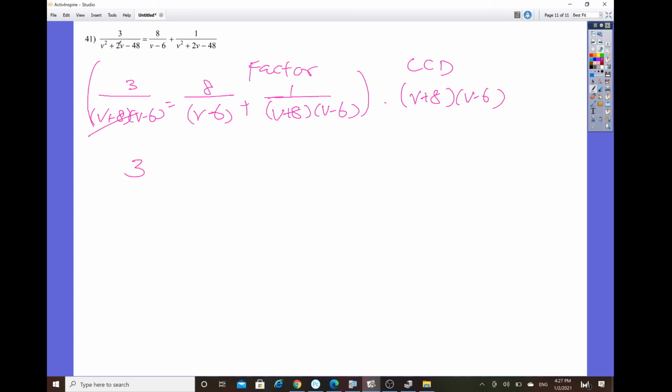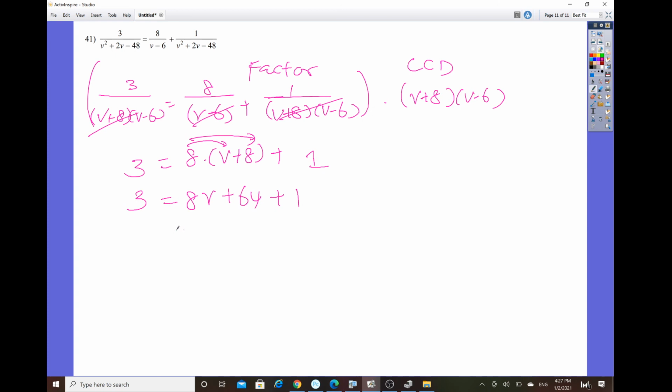So what's left on the left-hand side is 3. And then v minus 6 is gone with v minus 6, so what's left is just 8 times v plus 8. And this one right here also, the whole thing is gone, so what's left is just 1. Now as you can see, there's no more denominator remaining. For the rest of this, distribute. So we got 8v plus 64 plus 1, and that equals 3. So this one we just solve for the variable.